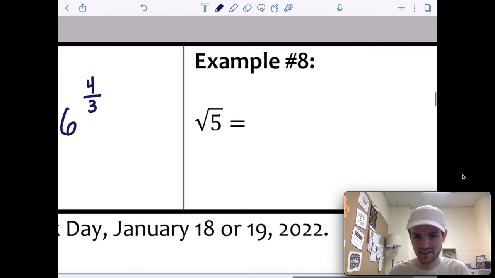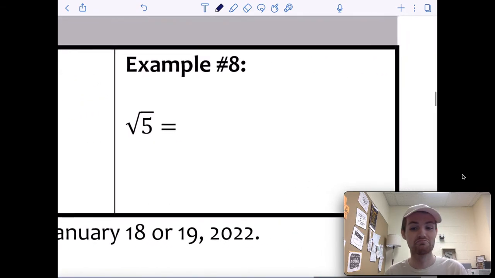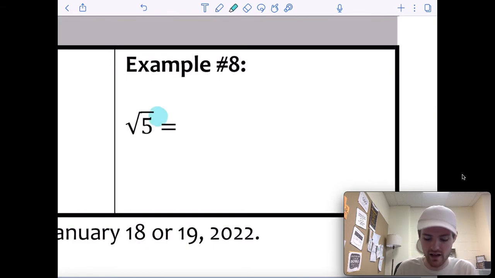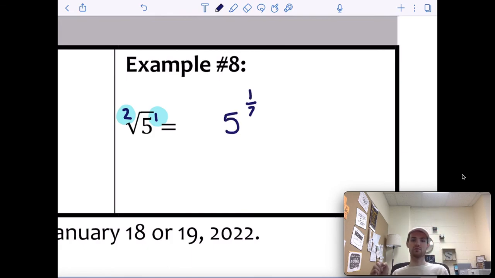Example 8. It's very interesting because there's a lot of hidden stuff. Here we don't see an exponent with the 5, and we also don't see a root number. Well, let's remember, if our base doesn't have an exponent, we can just write in a 1. If the root doesn't have a number, we can write in a 2. If you were able to piece together those hidden pieces, that would tell you that the rational exponent would be 5 to the 1/2 exponent.